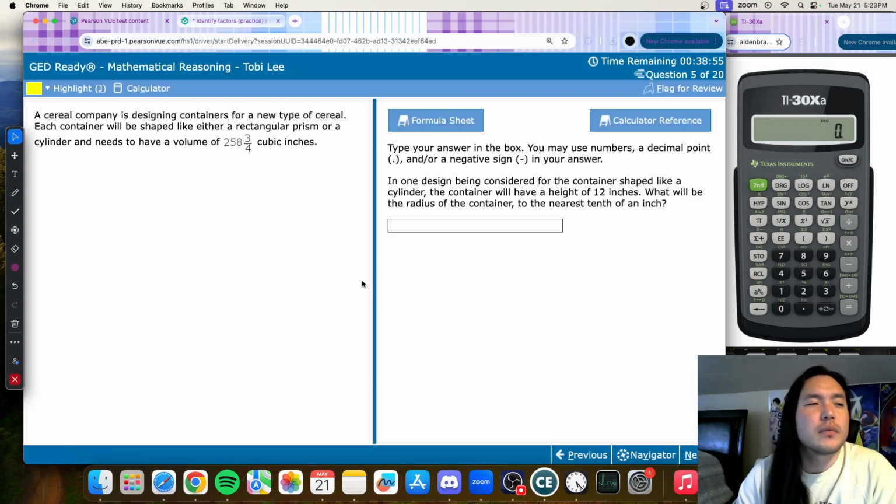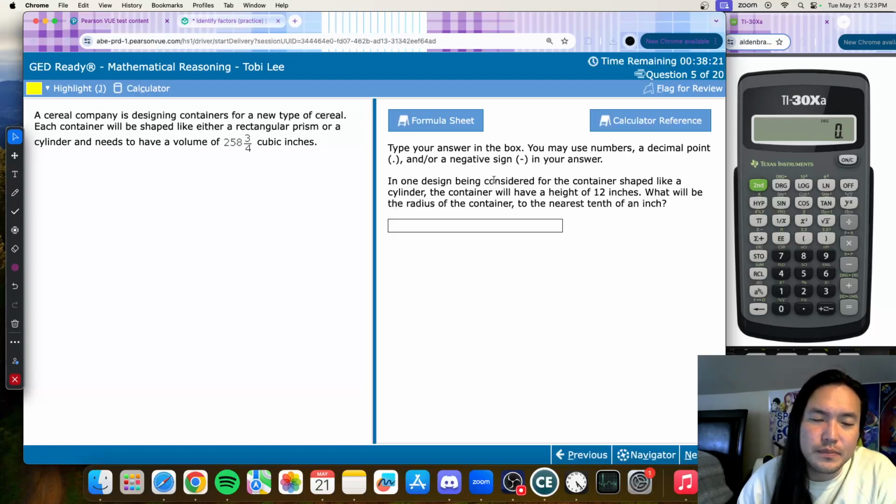Okay. A cereal company is designing containers for a new type of cereal. Each container will be shaped like either a rectangular prism or a cylinder and needs to have a volume of 258 3/4 cubic inches. This is the same data from before. Here, type your answer in the box. You may use numbers, decimal point, and or a negative sign in your answer. One design being considered for the container is shaped like a cylinder. The container will have a height of 12 inches. What will be the radius of the container to the nearest tenth of an inch?